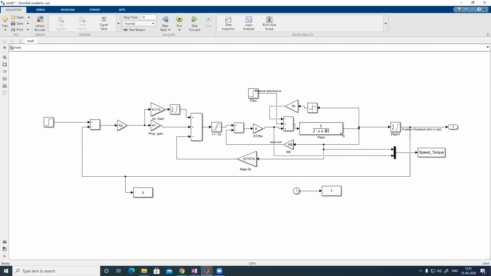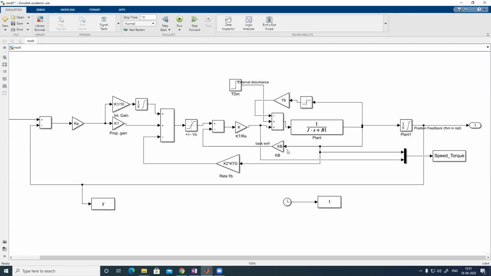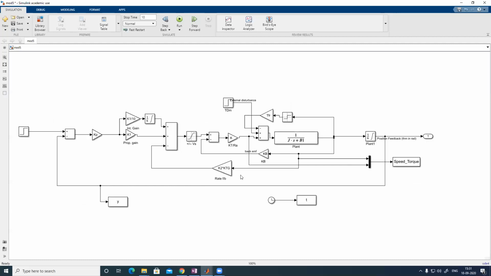That B will be coming if I am taking this KB feedback here. This KB, KT by Ra will be coming there. So earlier your B was BM plus N square into BL plus KT KB by Ra only. Yes, sir. That will be coming if you are doing it like this also. So the disadvantage is I can get direct omega here.